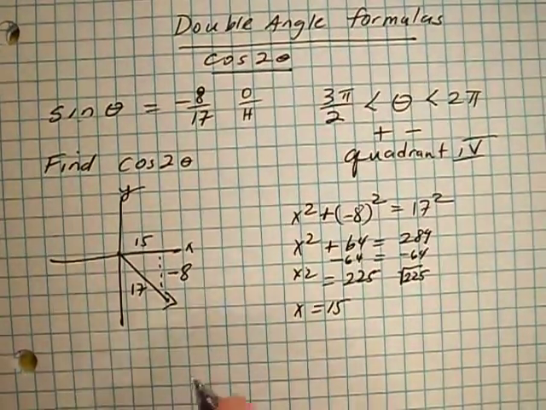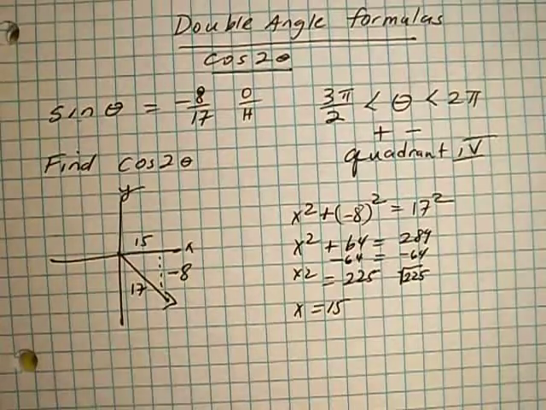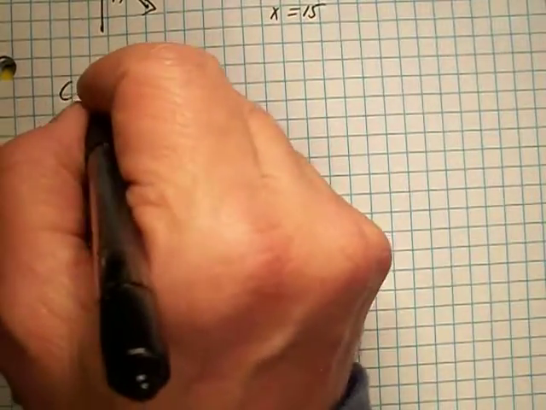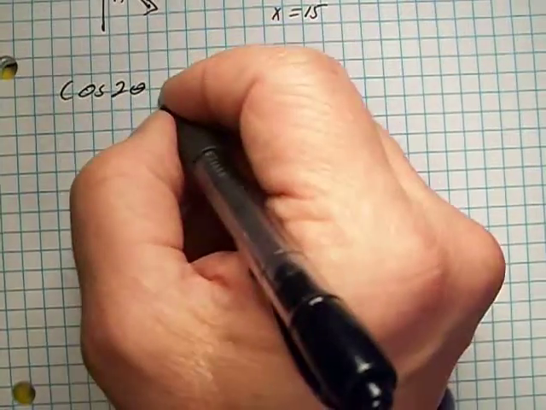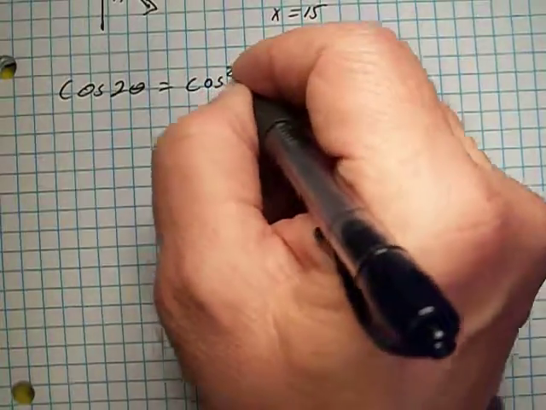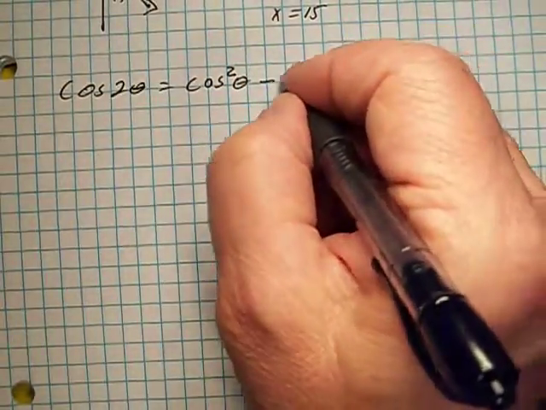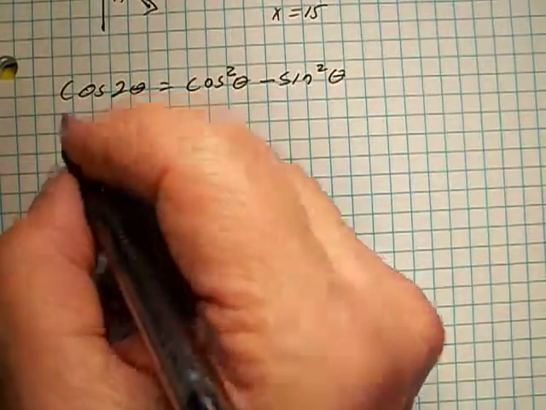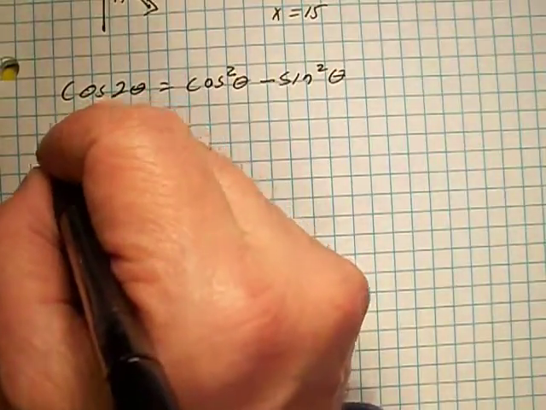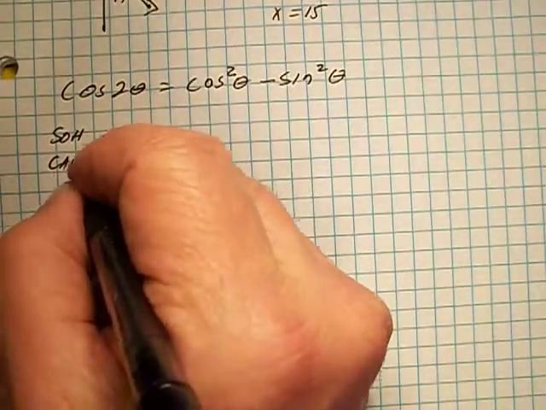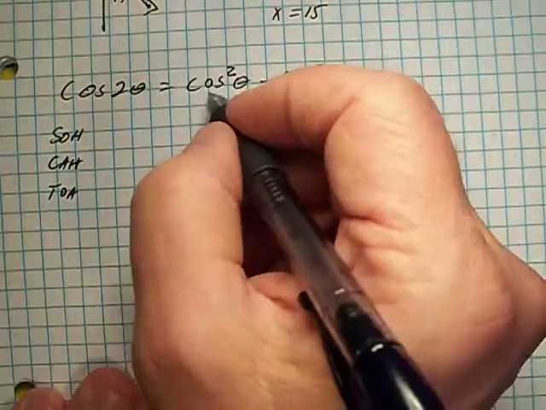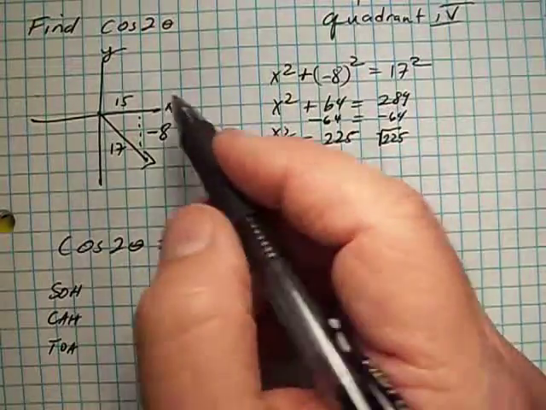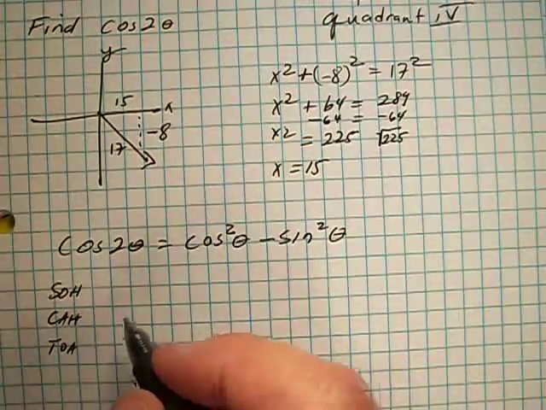Of our double angle formulas, we have 3, but we're going to use this one for this expression: cosine 2 theta equals cosine squared theta minus sine squared theta. Looking at our reference angle again, cosine would be adjacent over hypotenuse.